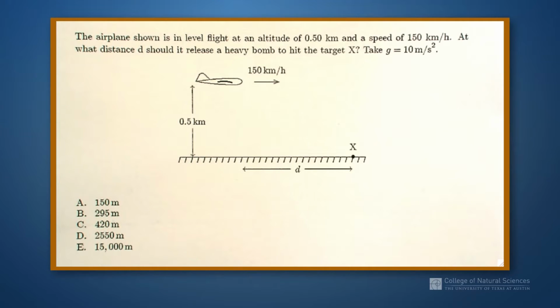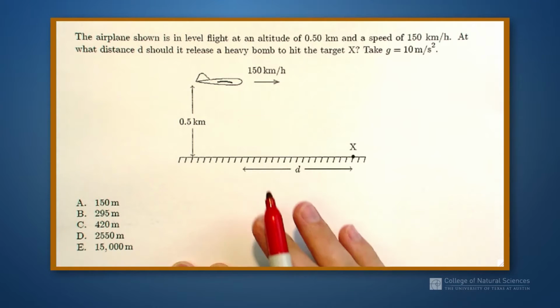It says an airplane shown is flying in level flight at an altitude of 0.5 kilometers at a speed of 150 kilometers an hour. At what distance d should we release a heavy bomb to hit the target x? Take g to be 10 meters per second squared. Well, after I read the problem, I want to draw a picture.